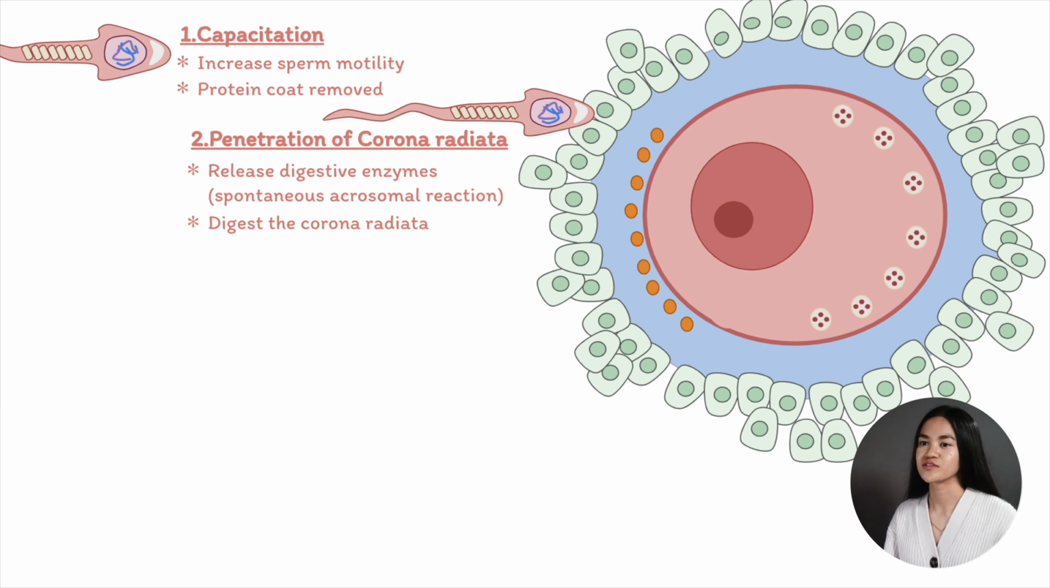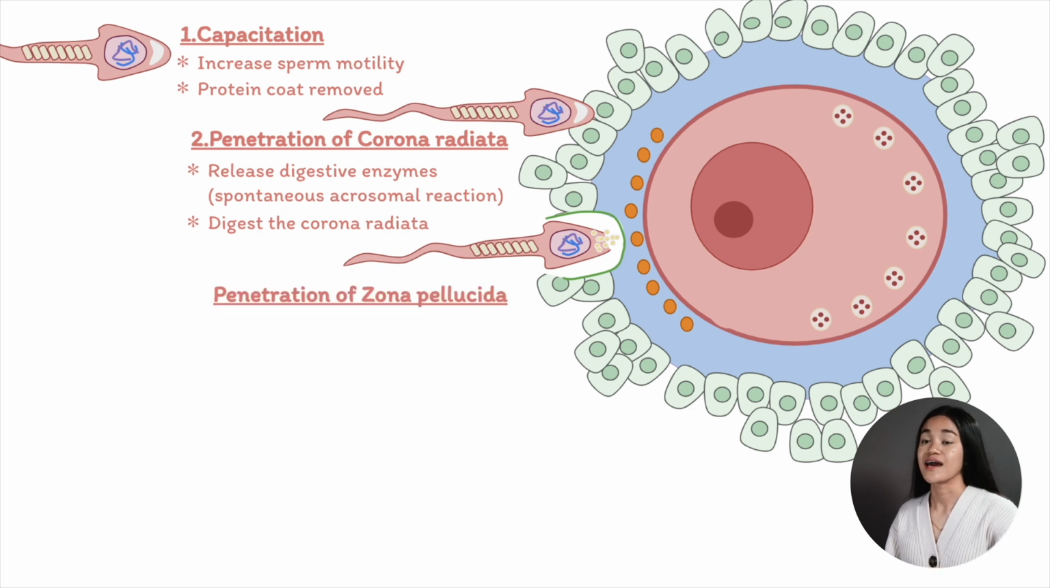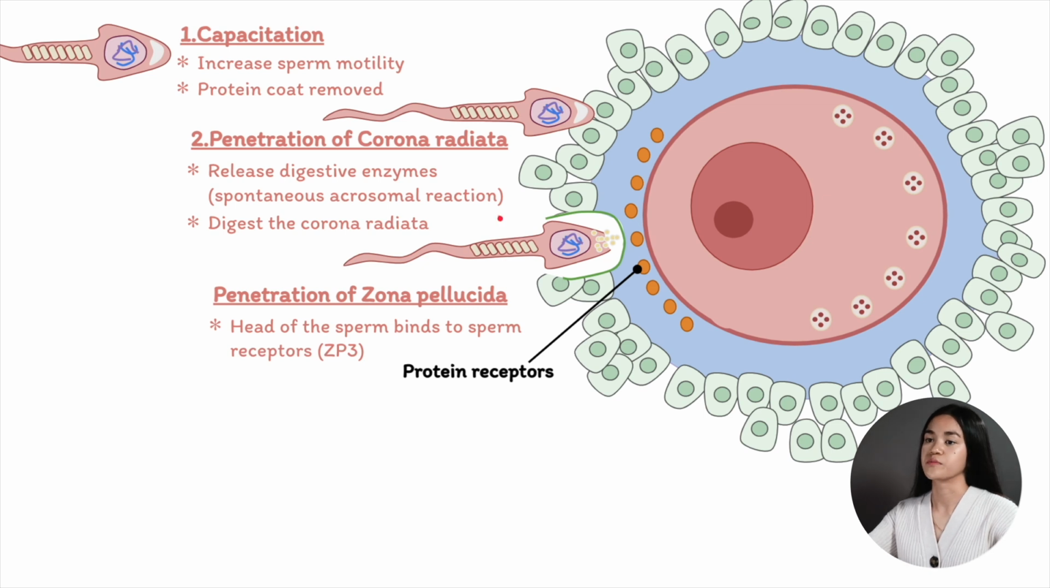And once the granular cells are degraded, sperm cells reach the second barrier, the zona pellucida. And in order for the sperm to penetrate the zona pellucida, the head of the sperm binds to sperm receptors on the zona pellucida, receptor ZP3. Recall that the zona pellucida glycoproteins are receptors for sperm surface proteins. So these here are surface proteins, and this binding triggers the acrosome reaction. The acrosome reaction involves the release of hydrolytic enzymes from the acrosome, and these enzymes are going to break down the zona pellucida.